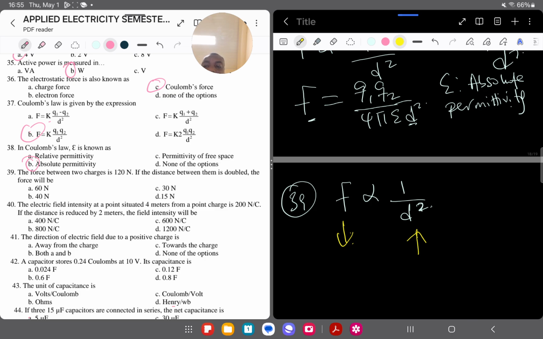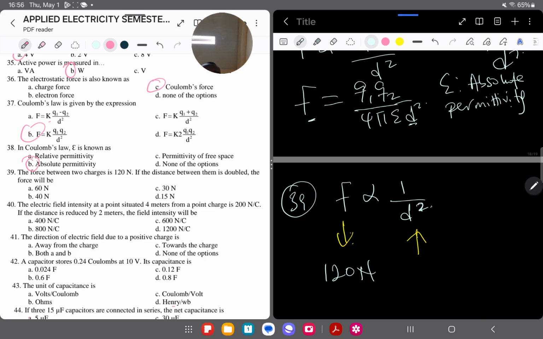And then the other way around, right? Let's say you increase the force, meaning the distance between the two charges is also going to what? Decrease, right? So to solve for this, what you can do is that if you are given a force, let's say in this case we are given 120 newtons of force.